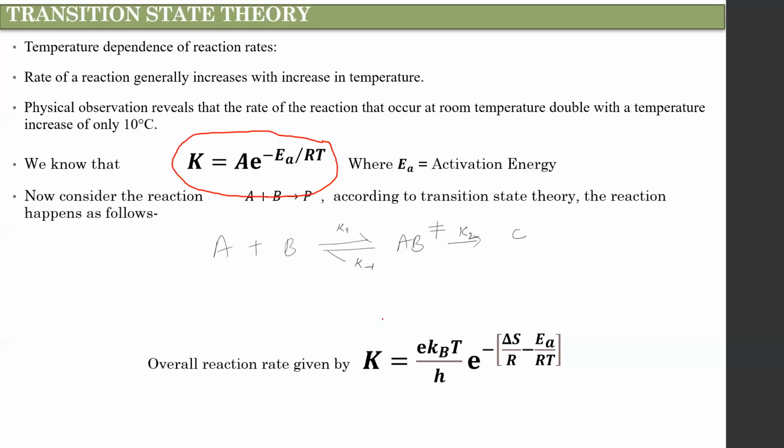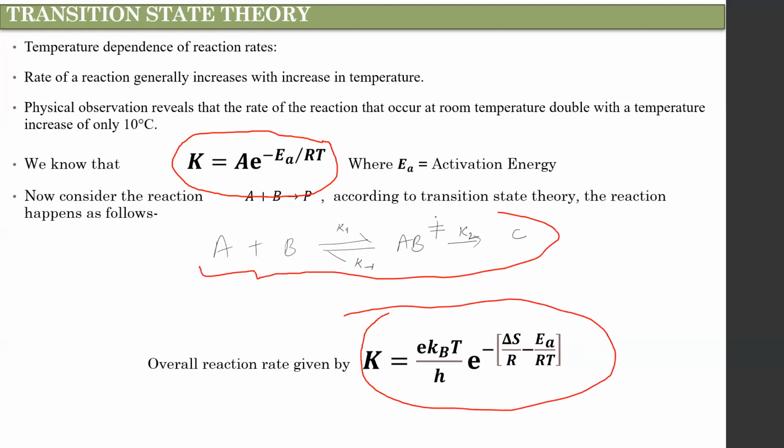You have to remember this formula. This is the transition state theory reaction. When asked, this one formula will solve all the problems. Here kappa is the transmission constant, kB is the Boltzmann constant, T is temperature, h is the Planck's constant, delta S is the change in entropy, and Ea is the activation energy, R is the gas constant.